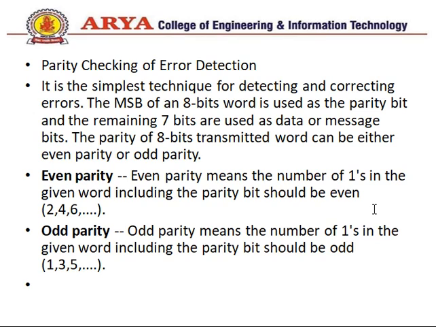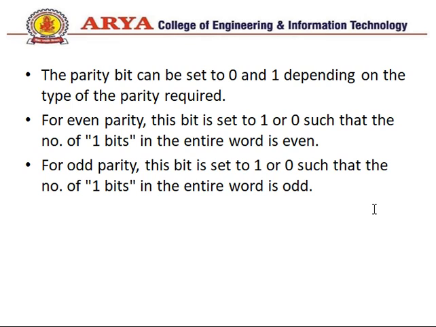Now let's understand what is even parity. Even parity means the number of ones in the given word including the parity bit should be even, like 2, 4, 6 and so on. Next is odd parity. Odd parity means the number of ones in the given word including the parity bit should be odd, like 1, 3 and 5.